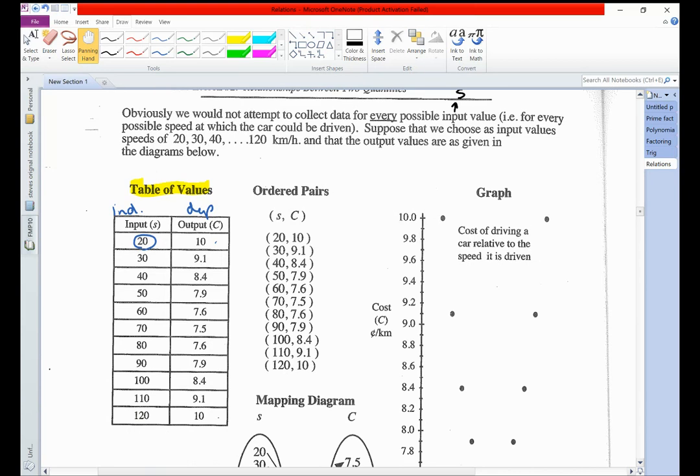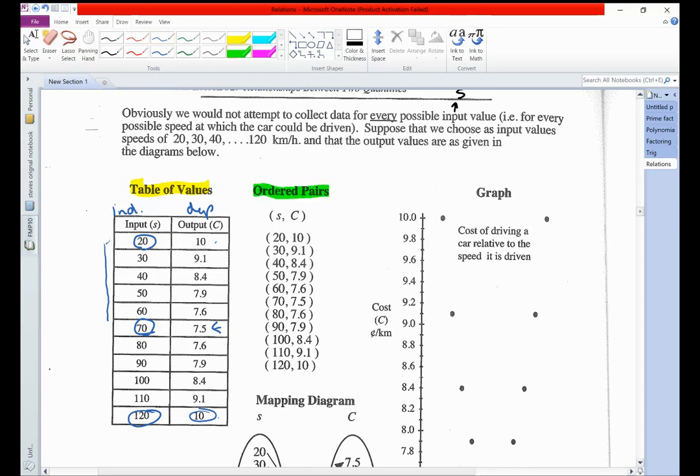If you were to drive at 70 kilometers an hour, it's going to cost you 7.5 cents per kilometer. So a lot lower. And then you can see as you speed up, it gets lower and lower, and then it comes back up to 10 at the end. So there's kind of a sweet spot there.